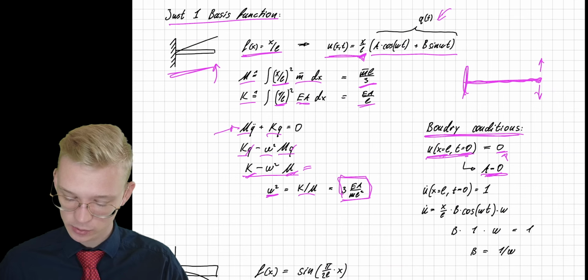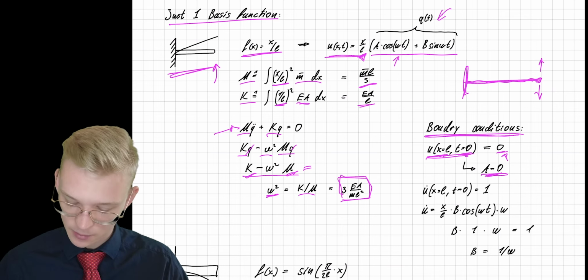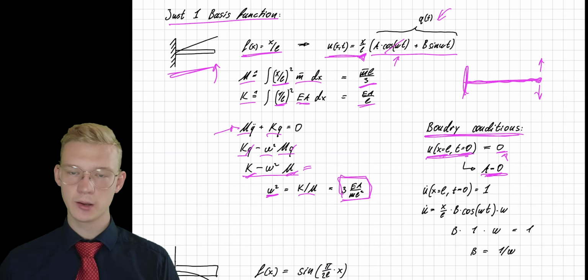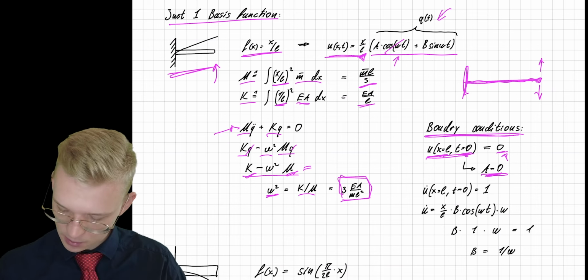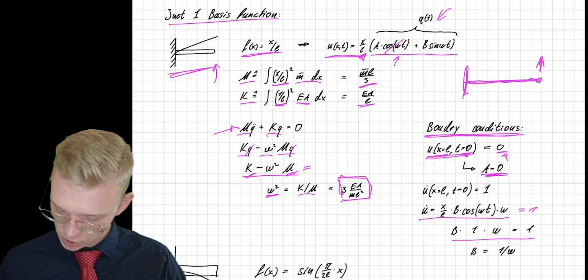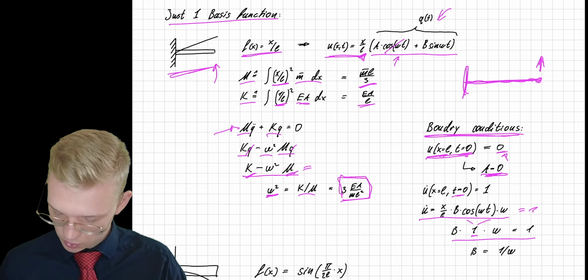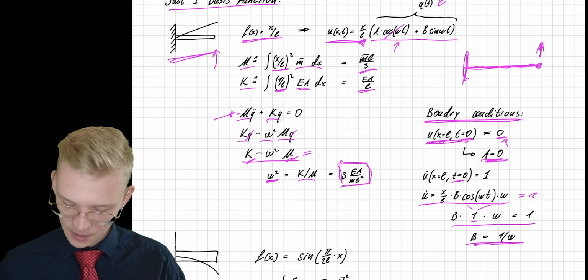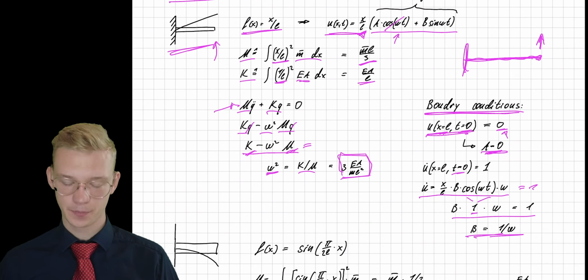That means that A is equal to 0, because if we insert time equal to 0 here, we get a 1, but it needs to be 0, so A is gone. Now we propose that our system is moving at time equal to 0, so we have a speed. Let's say we have a speed up. So we derive it once with time, and the cosine turns to 1 because we're at time 0. And we know that our B is a factor of 1 divided by the eigenfrequency. And now we know the whole solution for our system.